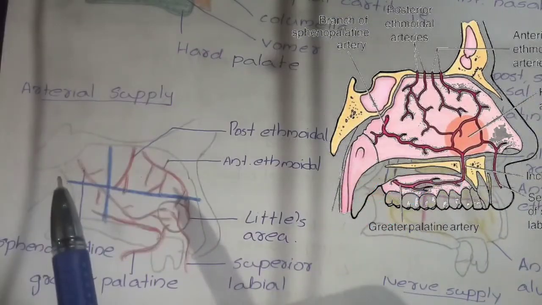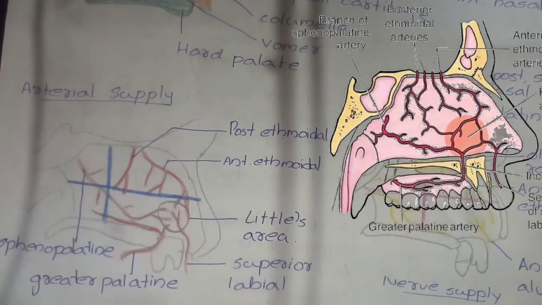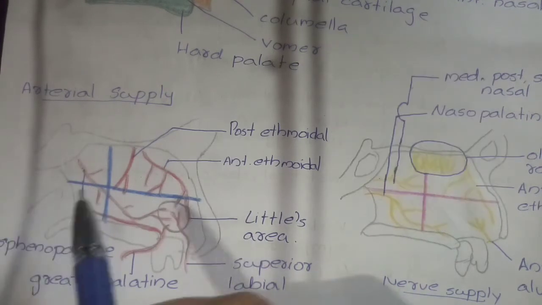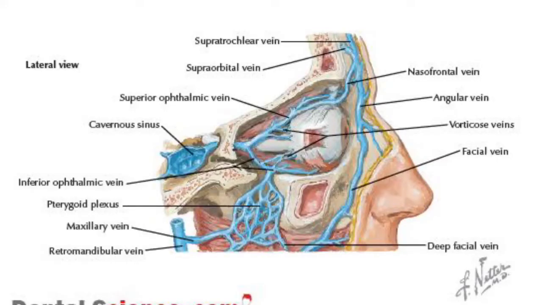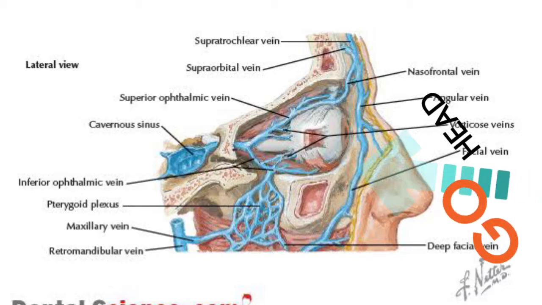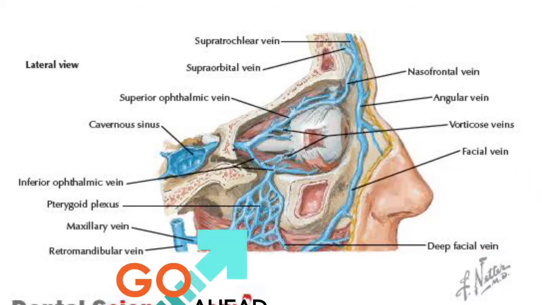Now for the venous drainage. There is not that much importance for the venous drainage, even though we need to say it. The veins form a plexus, which is more marked in Little's area here, and this plexus drains anteriorly into the facial vein and posteriorly through the sphenopalatine vein to the pterygoid venous plexus.